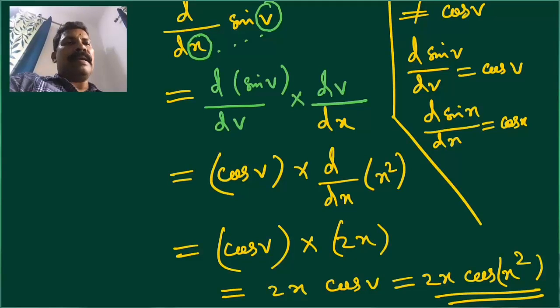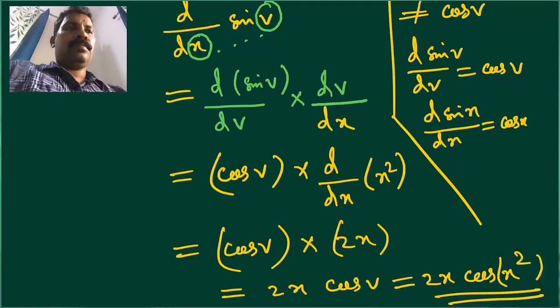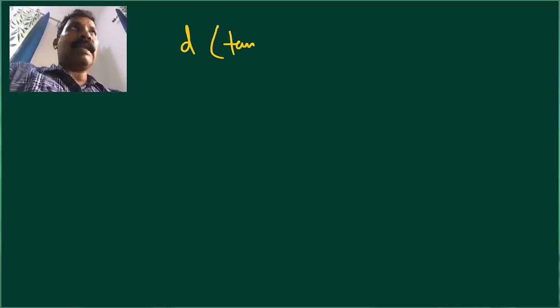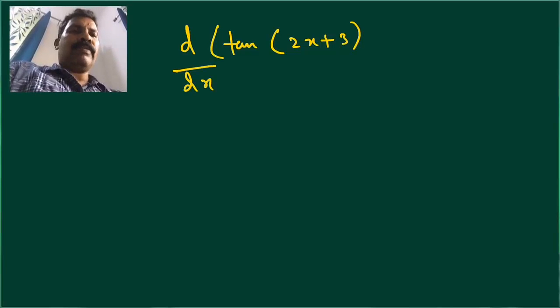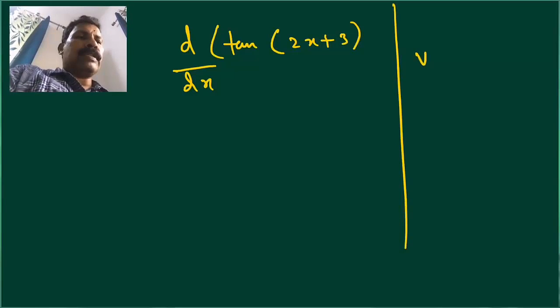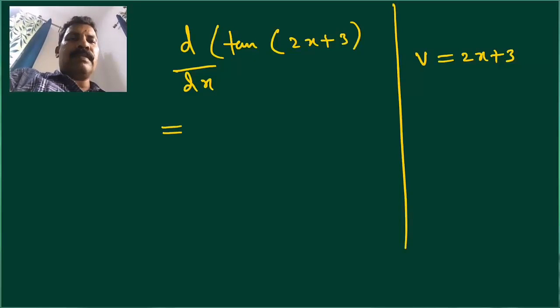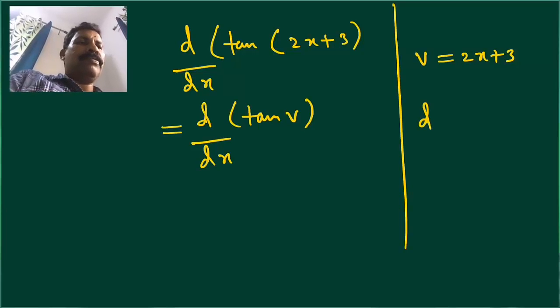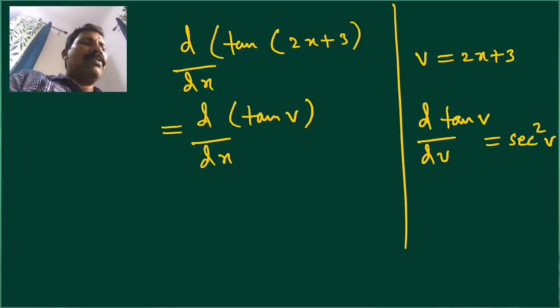One more example I can solve for you. Okay, let us consider the derivative of tan of 2x plus 3 with respect to x. We shall substitute say v is equal to 2x plus 3, like this. Then what happened? This is derivative of tan v with respect to x. That we cannot find. We can find derivative of tan v with respect to v, that is equal to sec squared v.